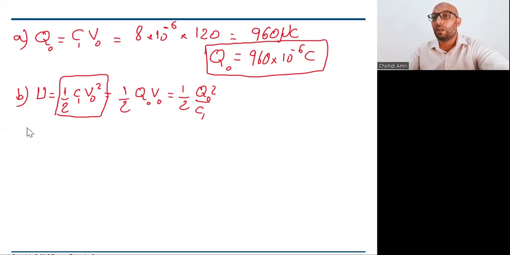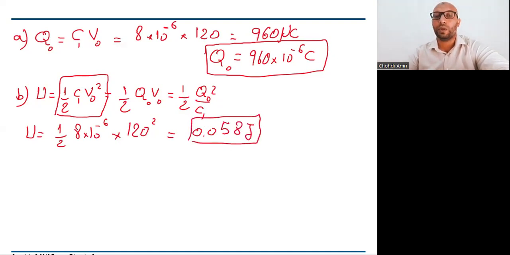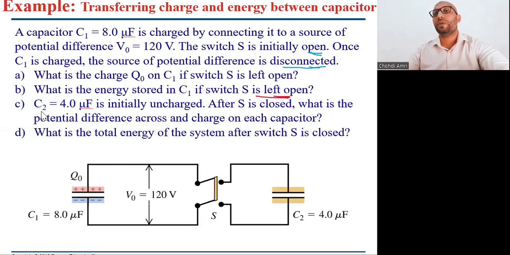So we can say that the energy stored in the capacitor C1 equals half of C1, which is 8 times 10 power minus 6, multiplied by 120 volt squared. So the result will be 0.058 joule. And we are done with the second question. Let's move to the third question.